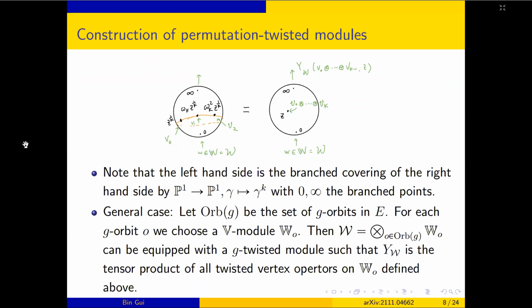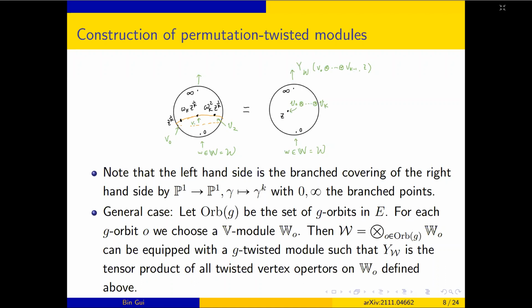Next I will slightly generalize the previous example, because in the previous example, the element G is acting transitively on the finite set, which means that we only have one orbit. But what if we have several orbits? Well, the generalization is very straightforward. For each orbit, you define the twisted vertex operator in this way, and you multiply them. Then you get the twisted vertex operator for the whole V tensor E. So the general case is very straightforward. So this is an example of constructing these permutation twisted modules.